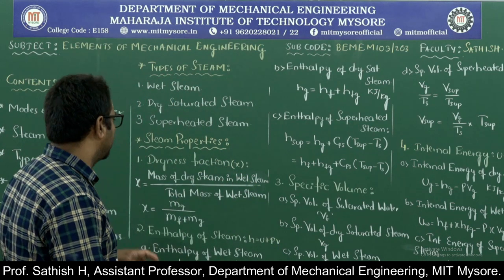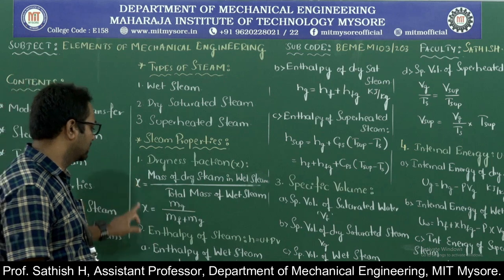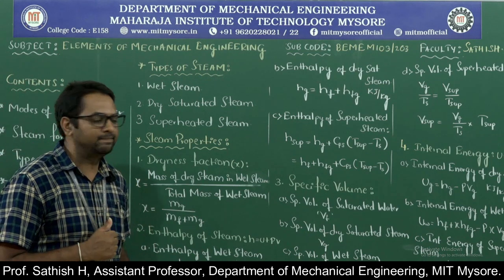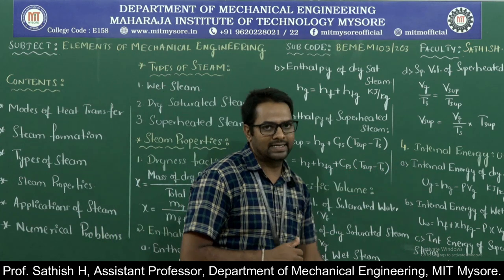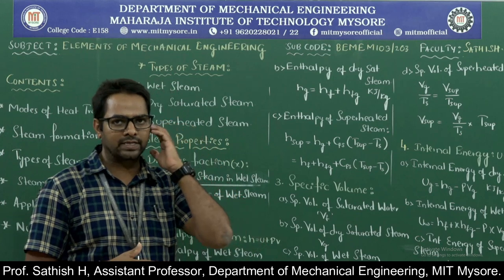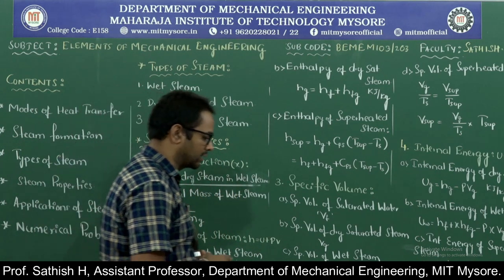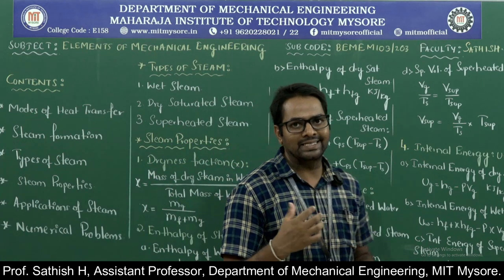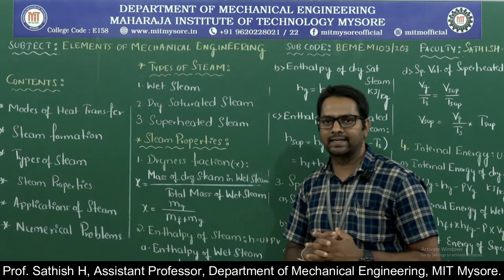What are the steam properties that we are going to discuss? The first one is the dryness fraction, the second is the enthalpy of steam, the third is the specific volume, and the fourth is the internal energy. For all three types of steam, we are going to discuss all these properties. First we will take the dryness fraction. The dryness fraction is given by the symbol x, the small letter x.